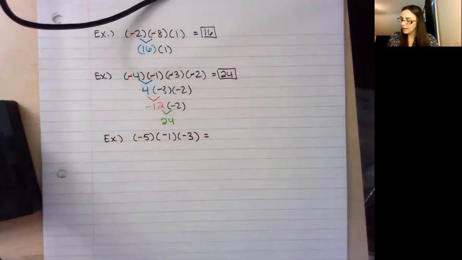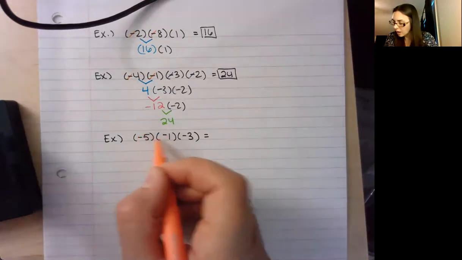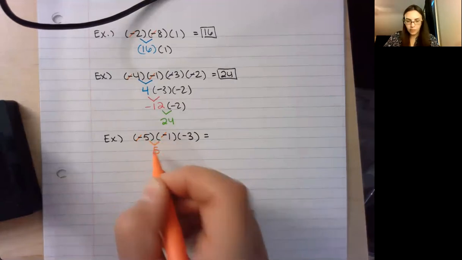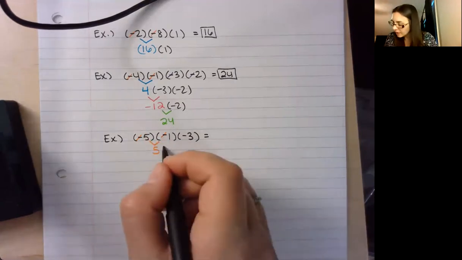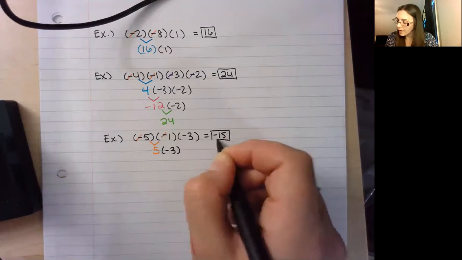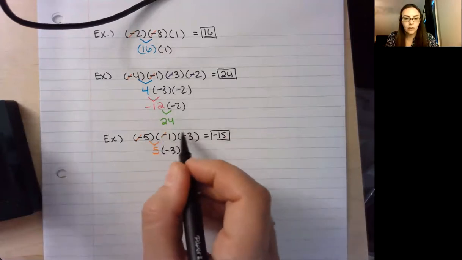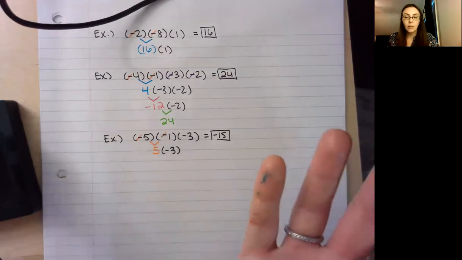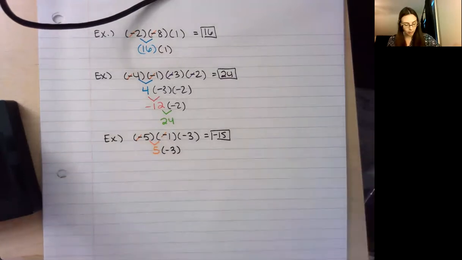So same thing here. I can see, okay, these two have negatives in common. I can cancel those out. 5 times 1 is just 5. And now I just have 5 times -3, which is -15. So I can see right away that I'm still going to have one negative left over. And then 5 times 1 times 3 is 15. So that's a way to get through some of the multiplication a little bit quicker as well.